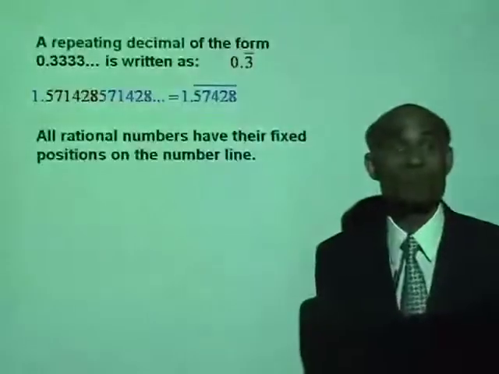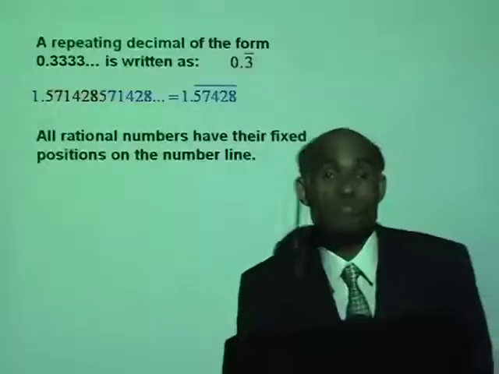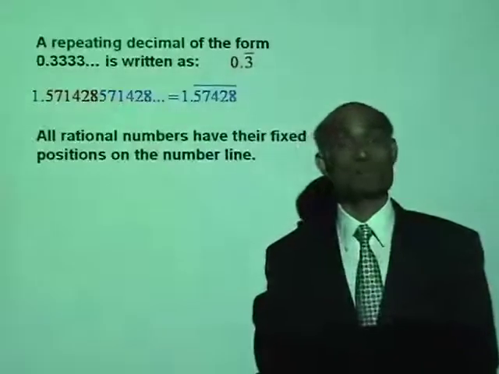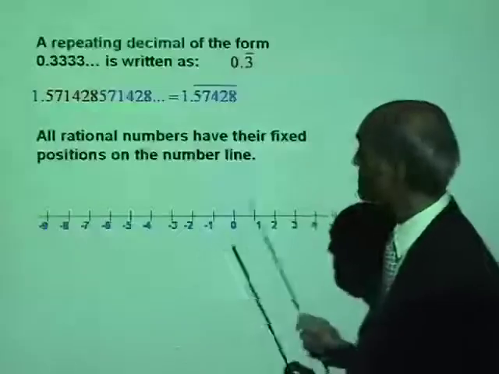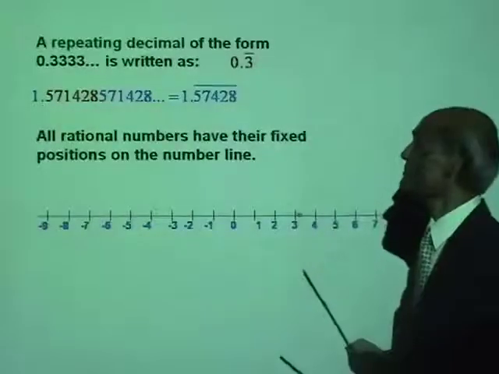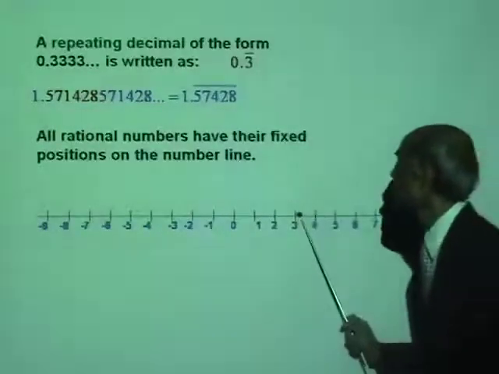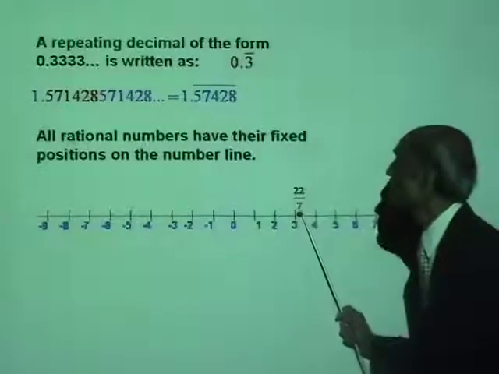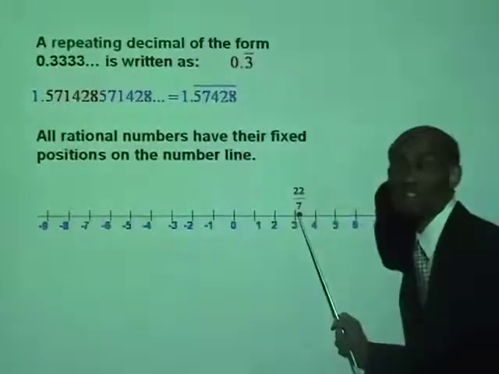All rational numbers have their fixed positions on the number line. Alright, let me show you positions on a number line. Where is this number 22 over 7 here?